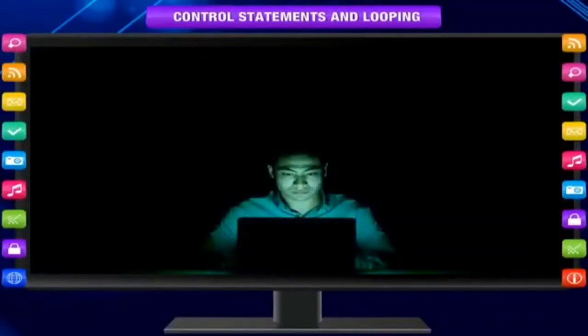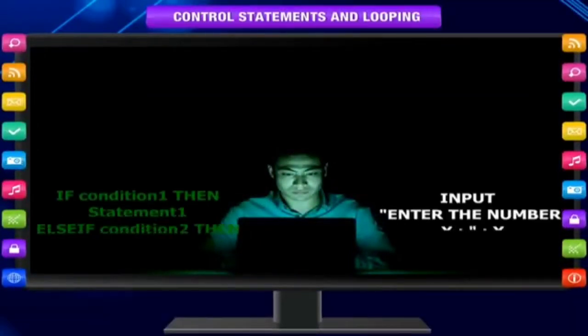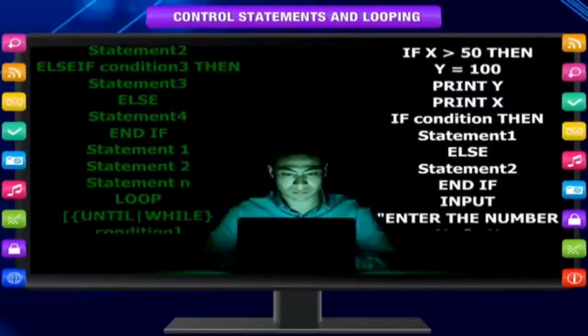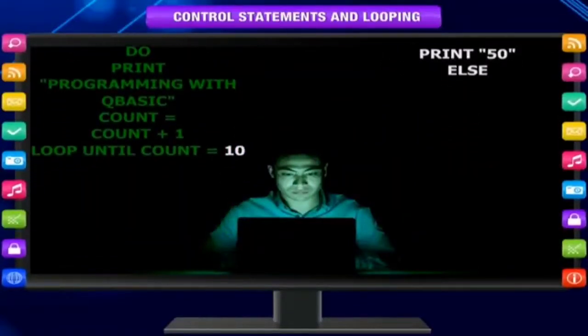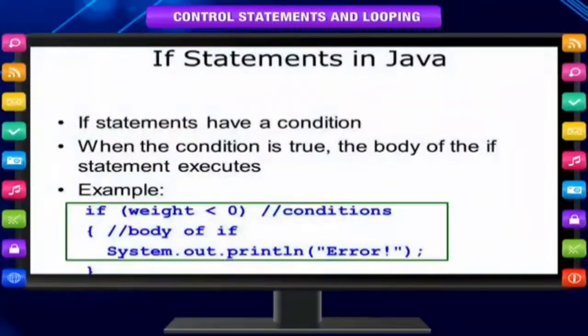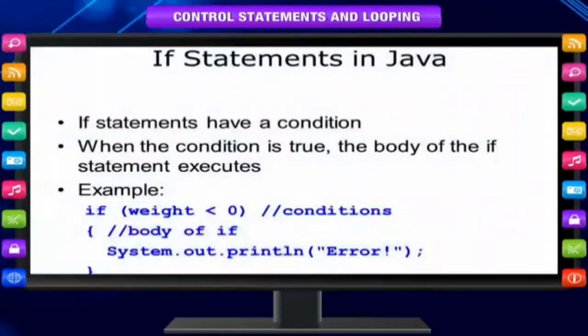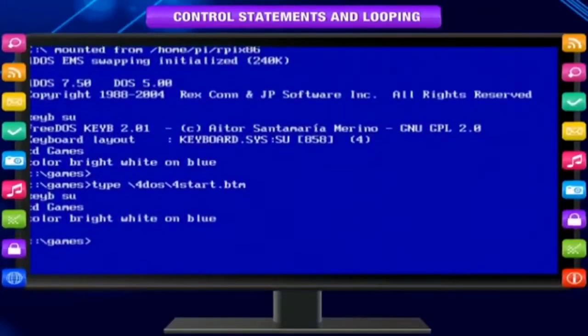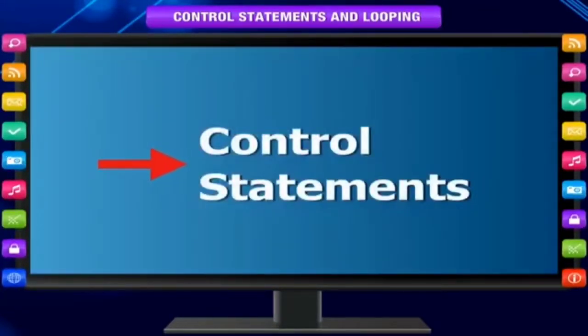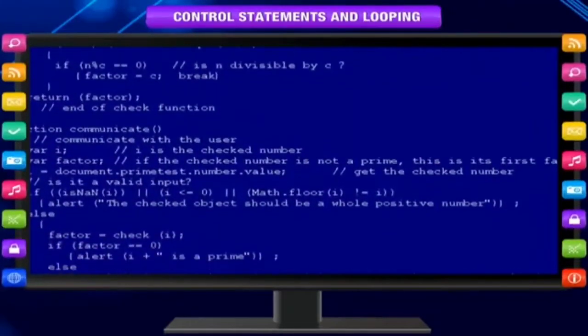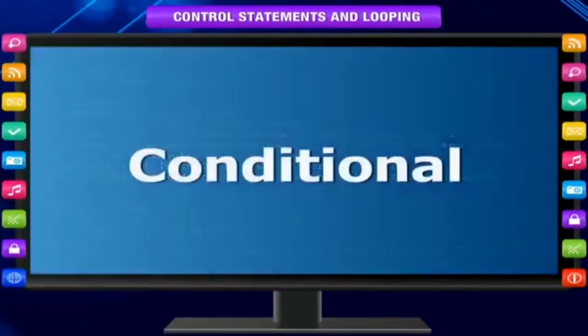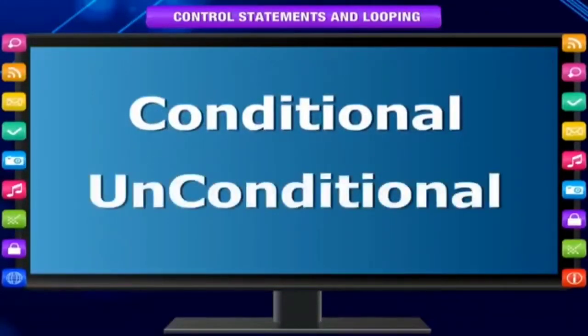You know that a program is executed in sequential order as the statements appear in the program. Sometimes it becomes necessary to change the order of execution of statements or repeat a set of statements. The control statements help us to transfer the control of execution to some other part of the program. There are two types of control statements, conditional and unconditional.